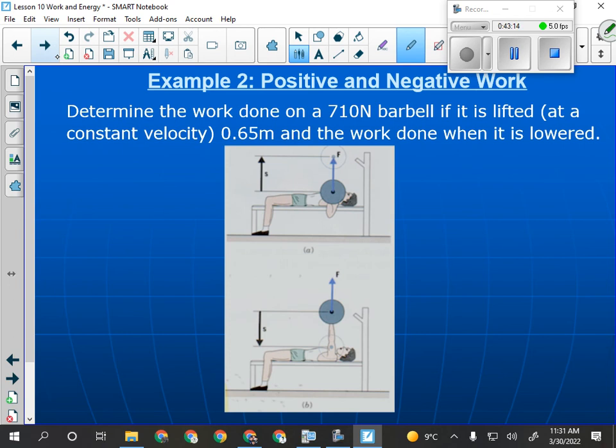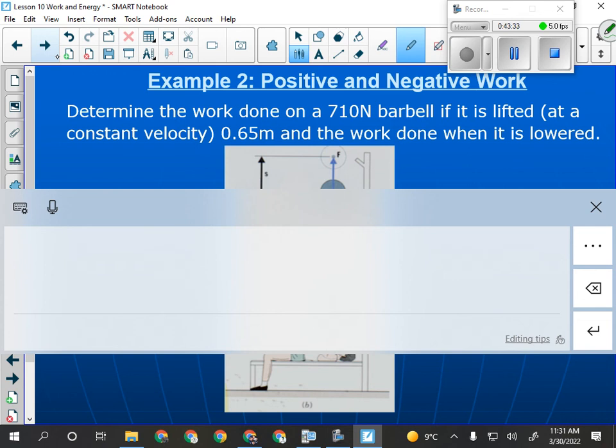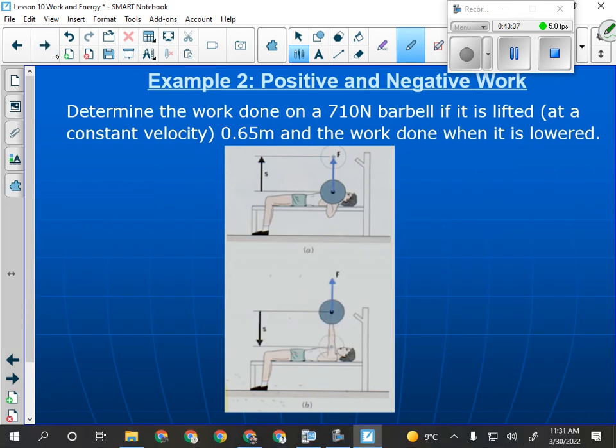So I'm bench pressing. The weight of the barbell is 710 newtons. Okay, that means if I want to move it, I have to exert how much force? Well, actually 710 newtons. I can make it move at a constant velocity if I exert exactly the same force as its weight. Okay. So I exert 710 newtons worth of force up.